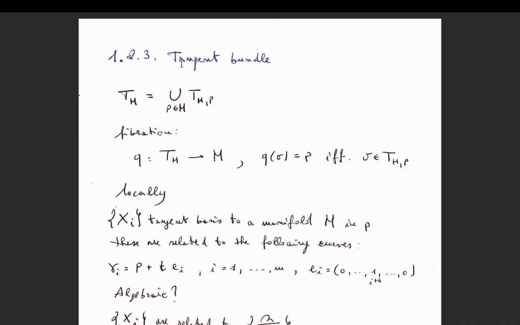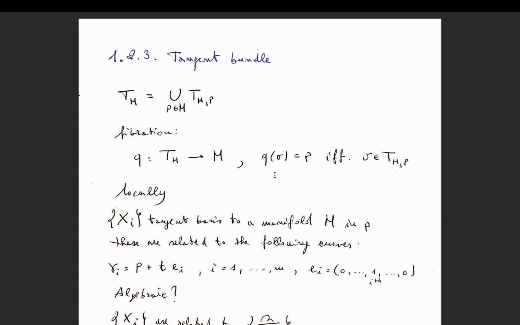Tangent bundle. Now we go with the definition of the tangent bundle, and we will interpret it as a differentiable manifold. The tangent bundle is just the union of all the tangent spaces at any point of a given differentiable manifold M.